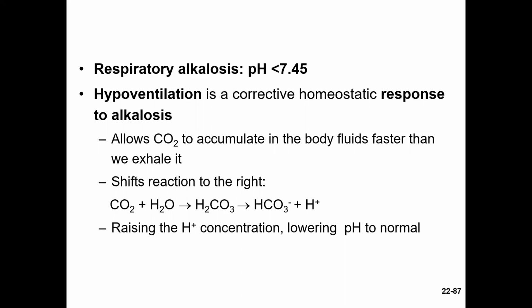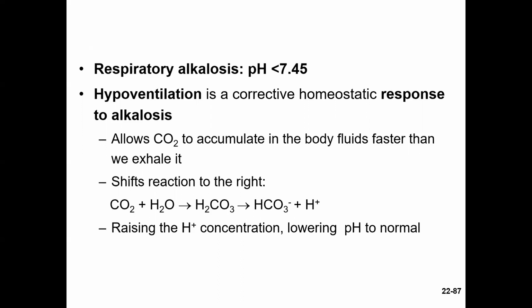So when we have respiratory alkalosis, that's when we have a pH higher than 7.45. Hypoventilation is a corrective homeostatic response to alkalosis. It allows the CO2 to accumulate in the body fluids faster than we exhale it.